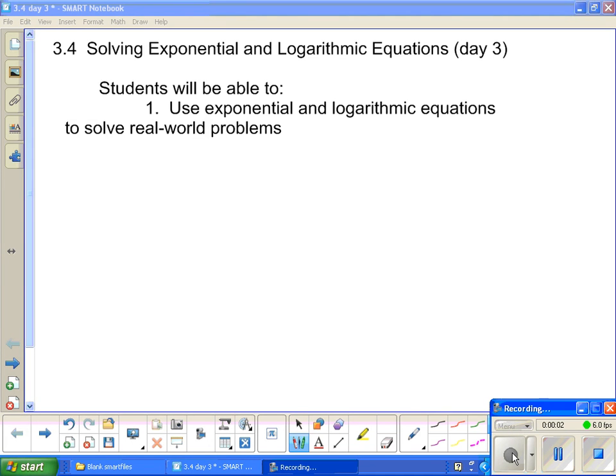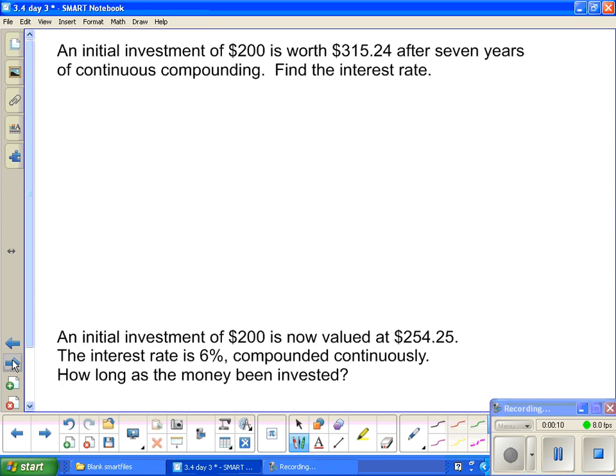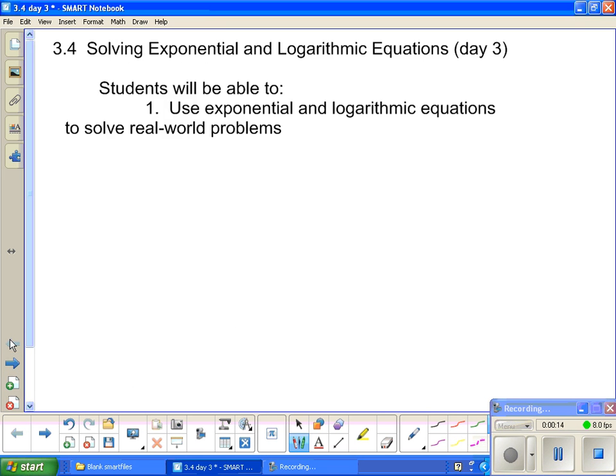Okay, 3.4, day 3. Today we're going to tackle the word problems from chapter 3, section 4. All right, so let's look at the formulas that we have so far. Okay, so we know these formulas are financial formulas that we'll be using.